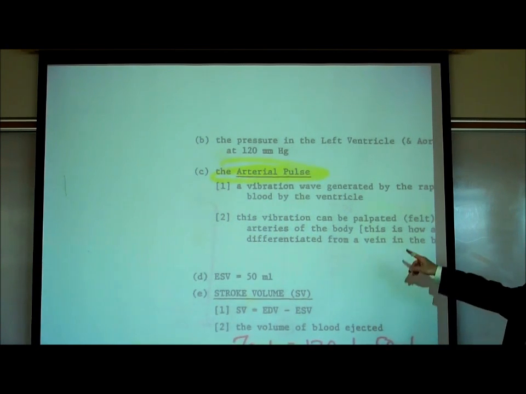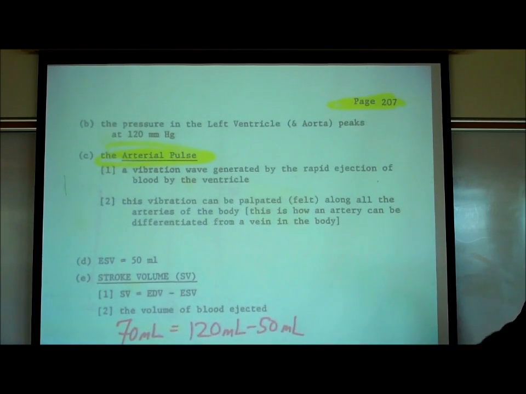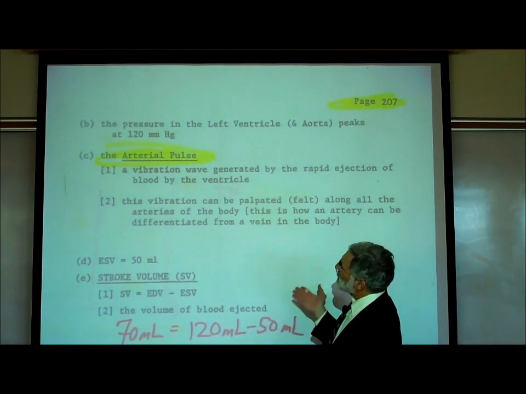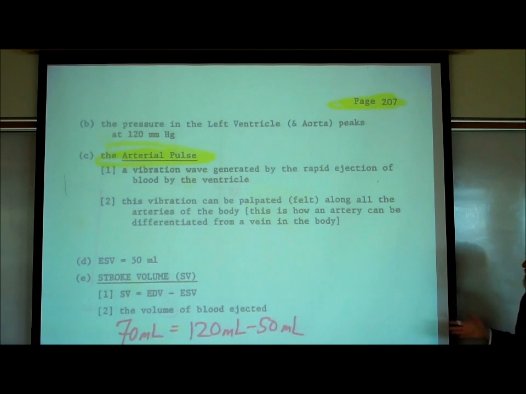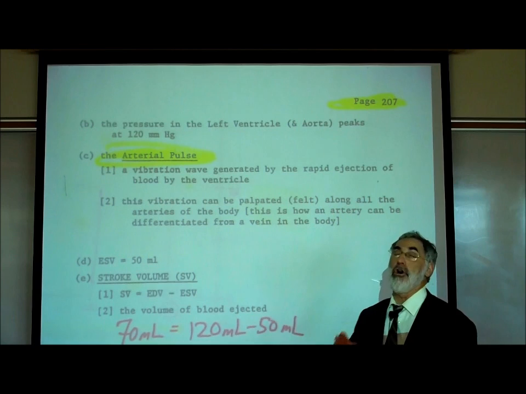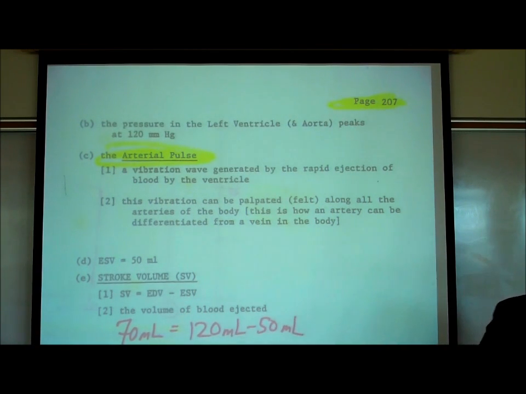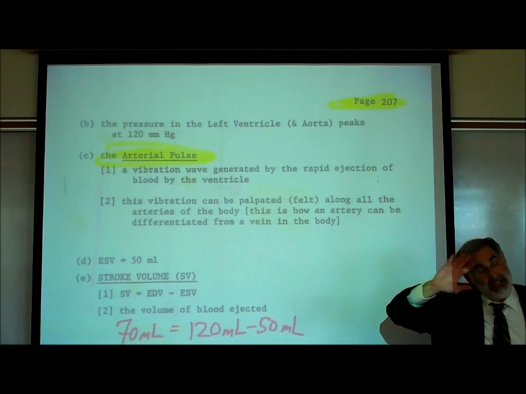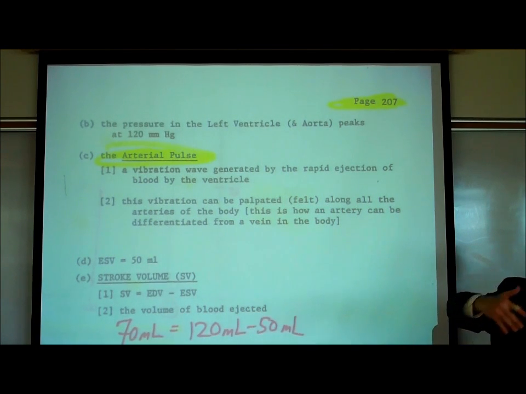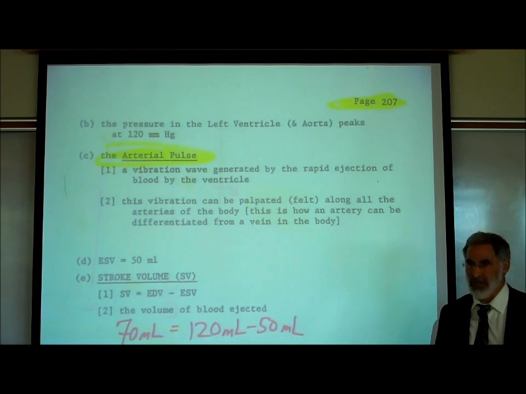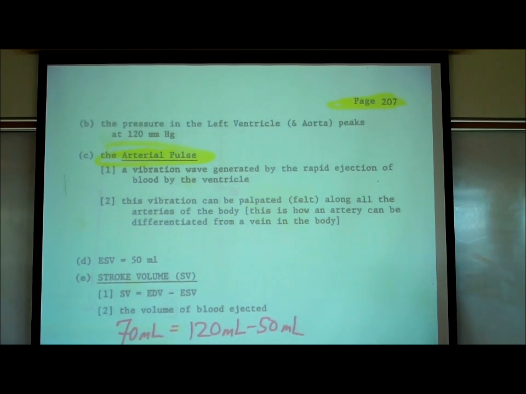That's exactly what we wrote here: a vibration wave generated by the rapid ejection of blood by the ventricle. This vibration can be palpated or felt along all the arteries of the body, which is how you differentiate an artery from a vein, by that pulse. You don't feel a pulse in a vein. It's a vibration wave that makes the arteries vibrate, but it is not transmitted to the capillaries or the veins downstream from the arteries. Make sure you understand that.